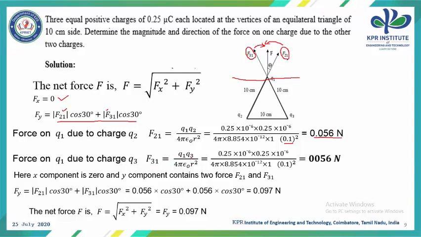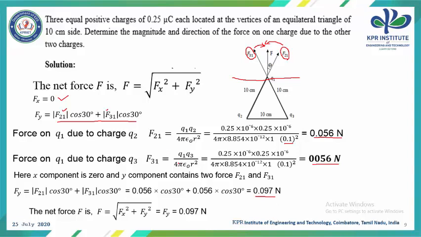Similarly, you want to find F31. For F31, the formula is Q1 into Q3 divided by 4 pi epsilon naught epsilon r into r squared. Just substitute all the values and verify this answer. Now you know F21 and F31. Just substitute them into these equations and verify this answer. One more thing you have to remember is that your calculator should be in degree mode.